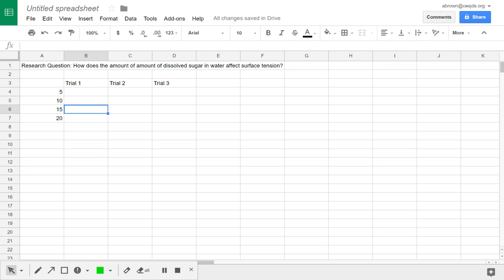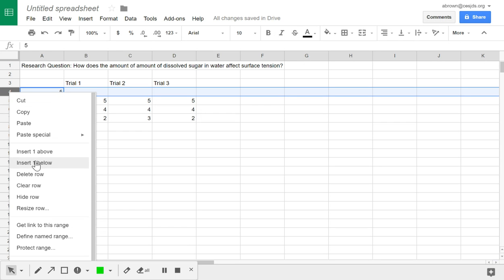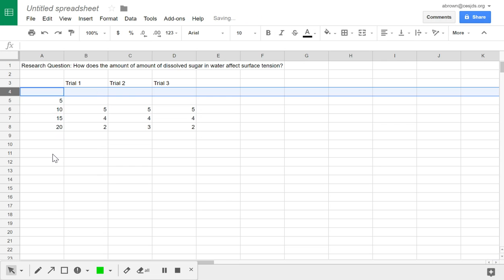But let's just say more sugar decreases surface tension. I actually have not researched this, so I'm not sure, but I'm guessing. So I'm going to put some lower numbers down here, and some higher numbers as we go up. Oh, and I need to insert a row above because I didn't have a control. It was a poorly designed experiment. All right.